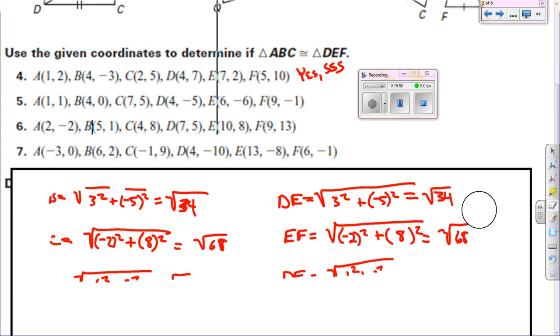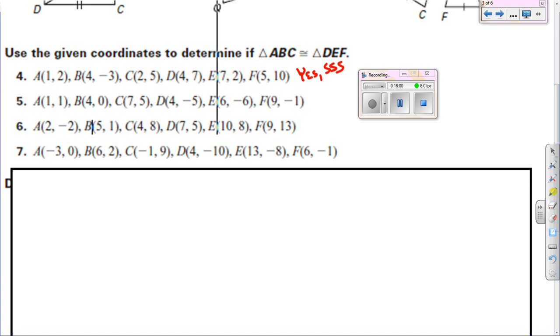Number 5. AB, DC, AC. I'm not going to do them in that order, I promise you. DE, EF, and DF. So AB is 4 minus 1, which is 3 squared. I'm not going to continue to do the work either. 4 minus 1 gives you 3 squared. 0 minus 1 gives you negative 1 squared. That gives you the square root of 10.